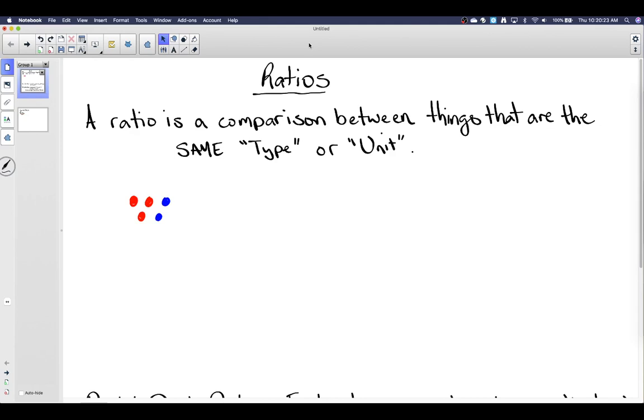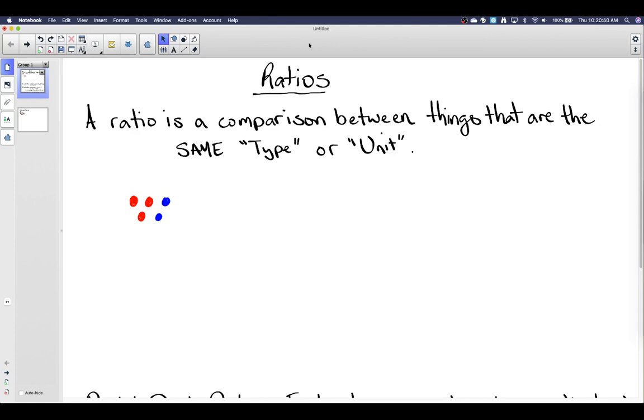So we're going to start off. Our first unit is ratio, rate, and proportions. Today I'm going to talk to you about ratios. A ratio is a comparison between things that are the same type or unit. So they have to be the same type of thing. If we're looking at these little circles here, we'll call them marbles. I've got red marbles and blue marbles, and because they are both the same type of thing, I can compare them in a ratio.